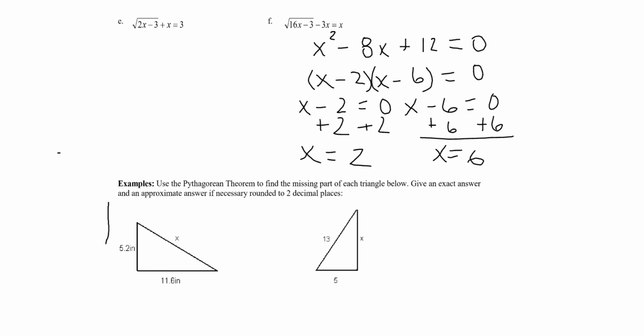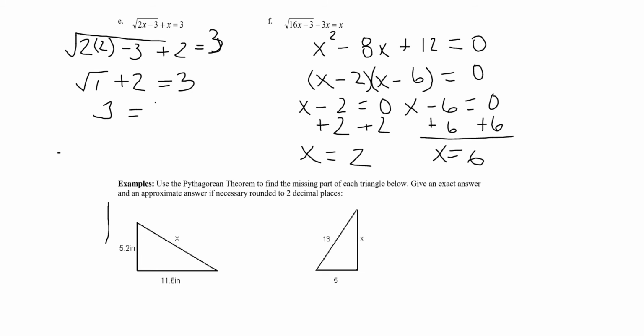Okay, let's check the 2 first. So if I plug it in, we'll do 2 times 2 minus 3 plus 2 equals 3. 2 times 2 is 4. 4 minus 3 is 1. So the square root of 1 plus 2 equals 3. Square root of 1 is 1. 1 plus 2 equals 3. So 3 equals 3. It works.